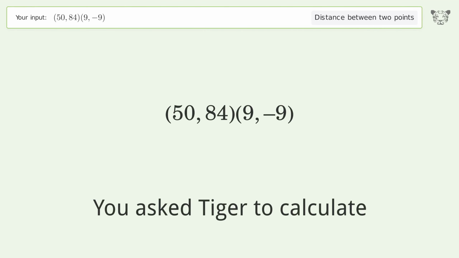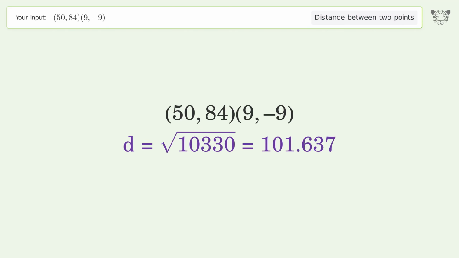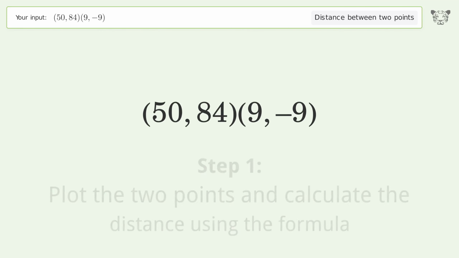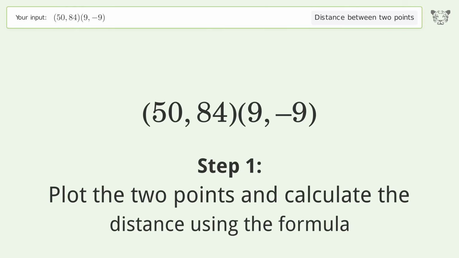You ask Tiger to calculate. This deals with the distance between 2 points. The distance between the 2 points is the square root of 10,330, or 101.637. Let's solve it step by step. Plot the 2 points and calculate the distance using the formula.